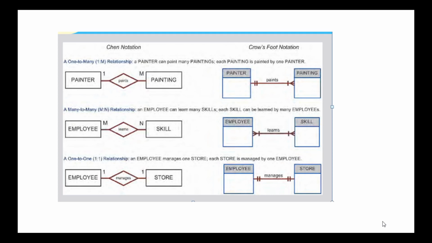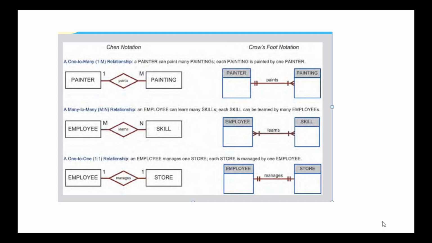Coming to the many to many relationship between employee and skills. An employee can learn many skills and each skill can be learned by many employees, so a many to many relationship exists between employee and skills. And for the one to one relationship, the employee manages one store and each store is managed by only one employee.